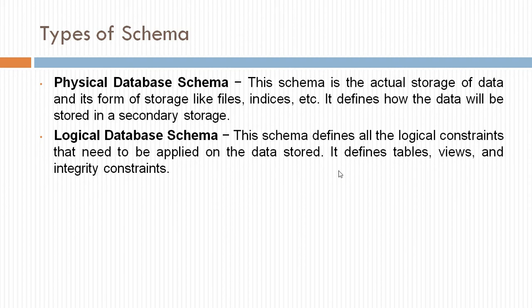In the physical database schema, we have the actual storage of data and its form of storage like your files, your indices, etc. It defines how your data will be stored in a secondary storage. As we have a hard drive or hard disk in our computer system that stores all your information, your files and folders, like that, we can store our actual data into that. And logical database schema defines the logical contents or constraints that can be applied on the data stored. It defines your tables, your views, and your integrity constraints.